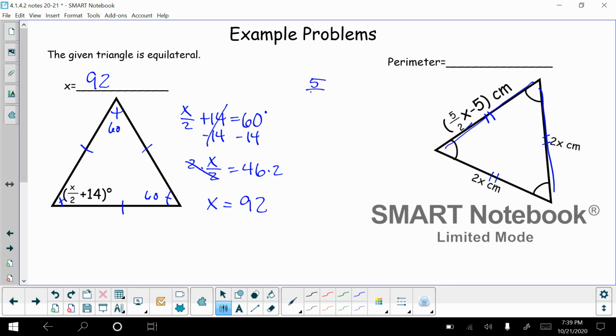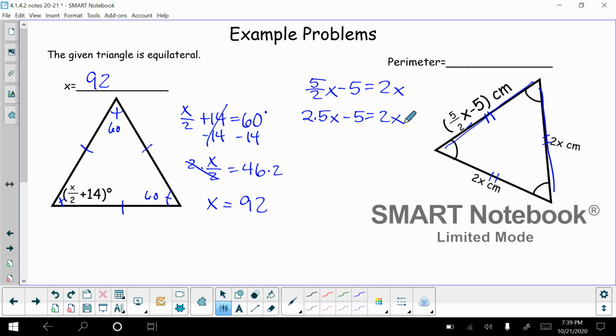So 5 over 2x minus 5 is equal to 2x. All right. So I have x on both sides. Some people are probably thinking, well, what is the measure of 5 over 2x? Well, how many times is 2 going into 5? So some of y'all can think of that as 2.5x minus 5 equals 2x. Okay, if you don't like fractions.